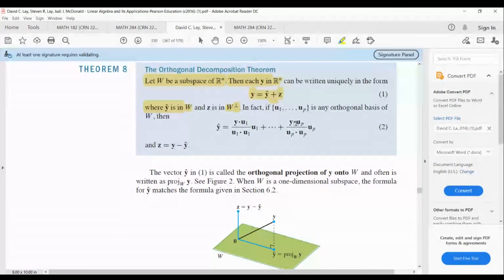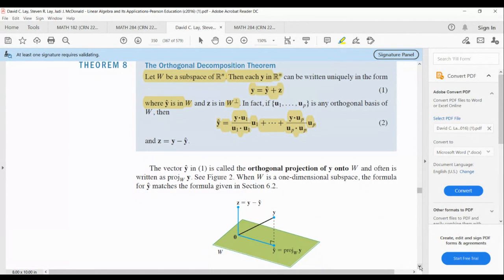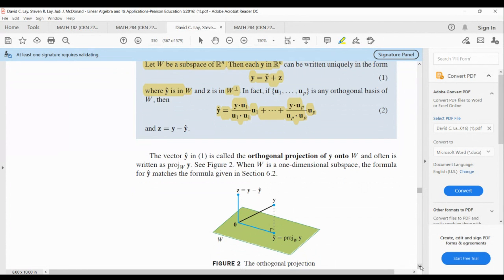And you know that if you have any orthogonal basis of W, the vector y hat, which is your projection vector, the projection of y onto the subspace W, can be written this way. This is what we saw in the geometric interpretation of Theorem 5. Let me show you what that geometric interpretation is.